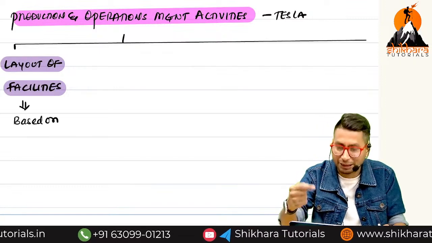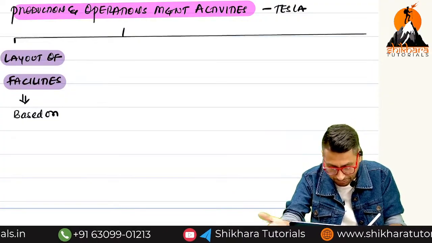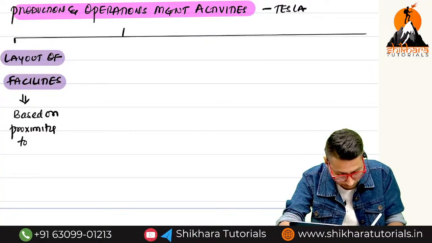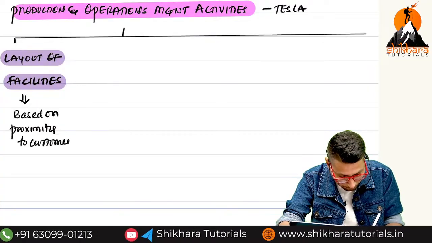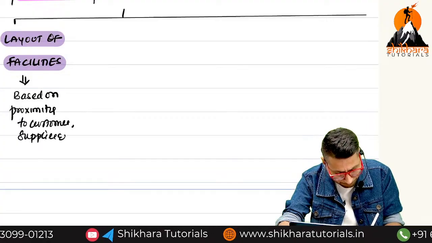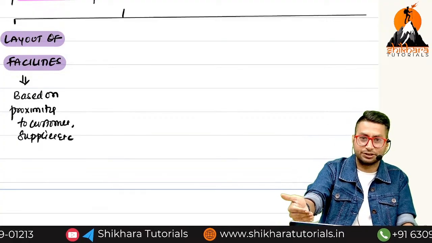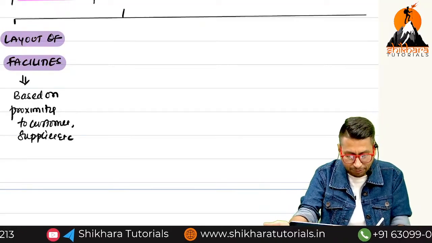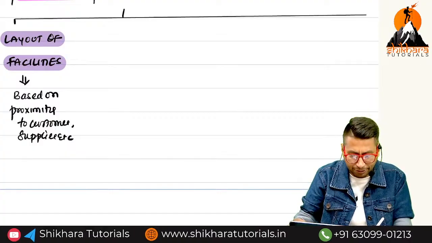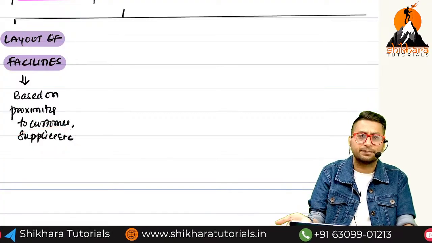So layout of facility should be based on what? Based on proximity. Proximity to customer or proximity to supplier. It depends. If you are a service organization, then you can be nearby the customer. In case you are a manufacturing unit, then better to be nearby the raw material supplier.